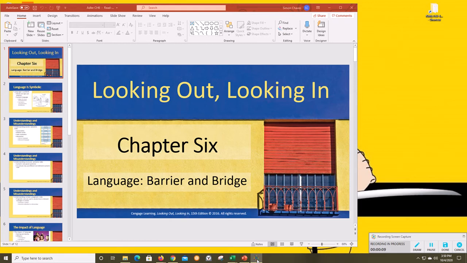If you look at the title slide from here, you can see that language is a barrier or it could be a bridge. What basically that means is it can bring people together, it can unite them, or it can lead people to go apart, okay?